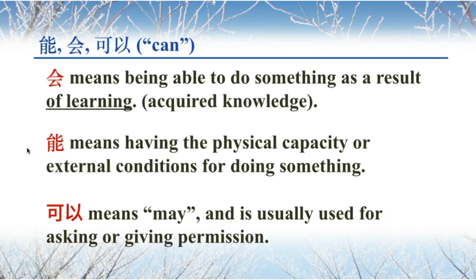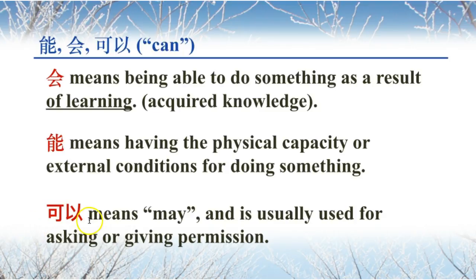For example, 我会跳舞. I know how to dance, but right now I'm not capable of dancing. 我不能跳舞 because maybe I broke my leg or something like that. I don't have the current physical capacity. I'm not allowed to do it.